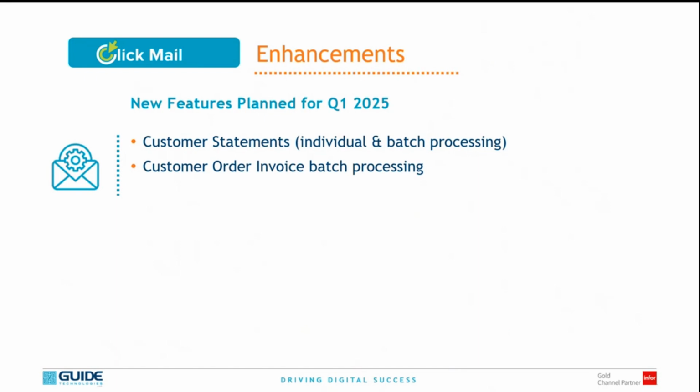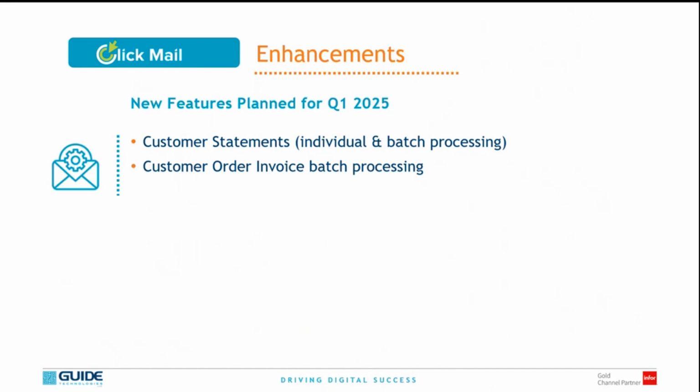This is in Q1 2025 for individual statement, customer statement processing, and batch processing of statements. Also, this is very, very highly requested, and so we're very pleased to have this go through initial early adopter testing, and that is batch processing for customer order invoicing and credit memo, where you come into that process onto the customer order invoicing credit memo form itself, and then there's a batch email send. So it hits both sides.